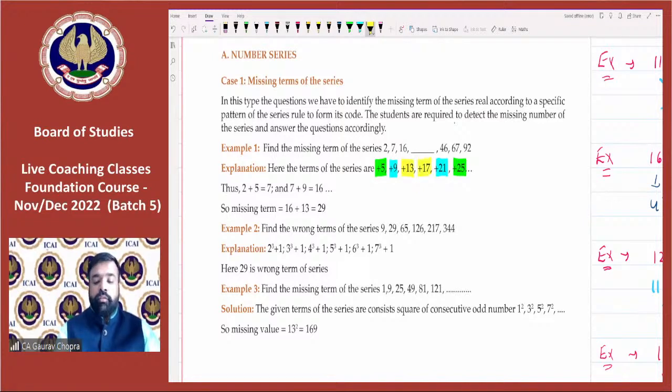So if we add 13 to 16, we will get 29. And then add 17 to 29, we will get 46. So 29 is the correct answer, and we have seen the correct logic. All right.